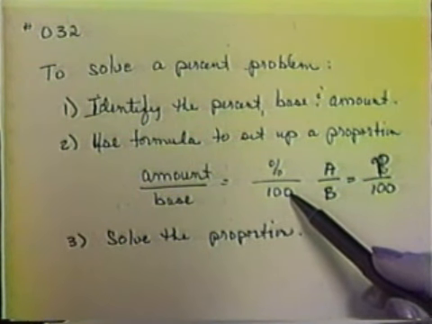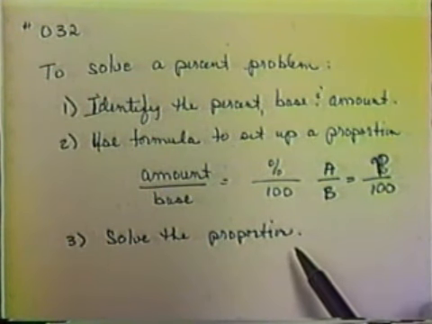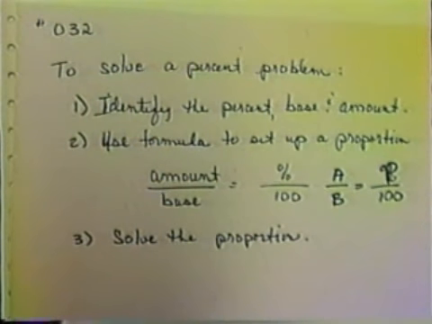Once we have the proportion set up, then what we want to do is solve the proportion for the unknown. That's how we solve problems. So now, let's look at some examples on these.